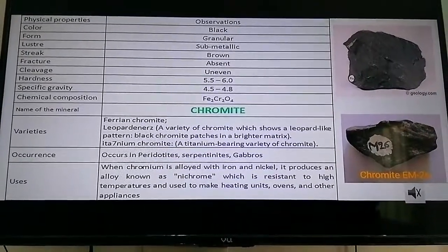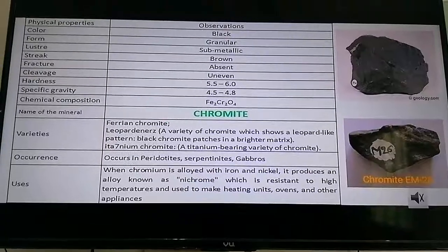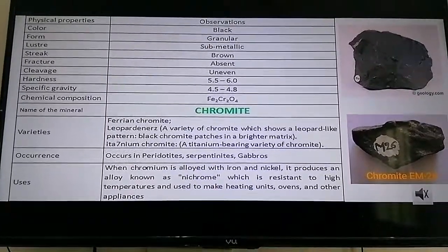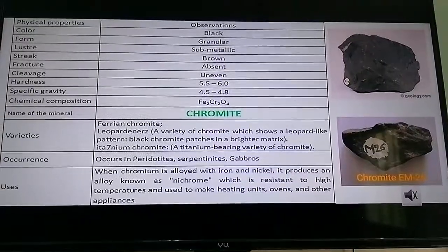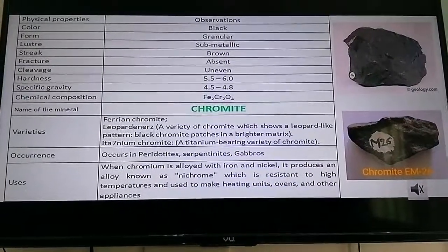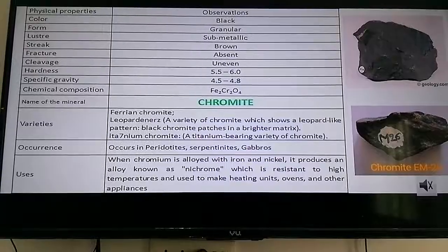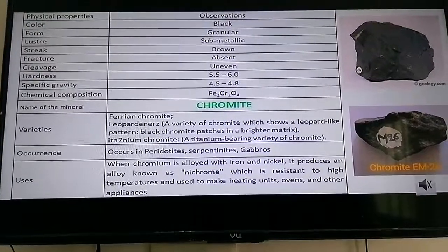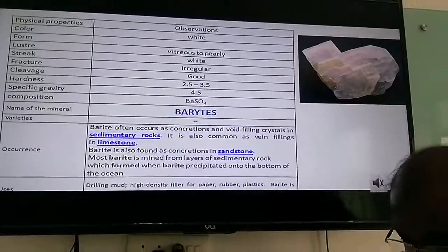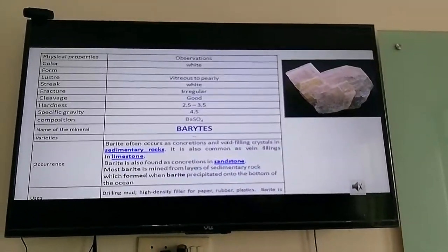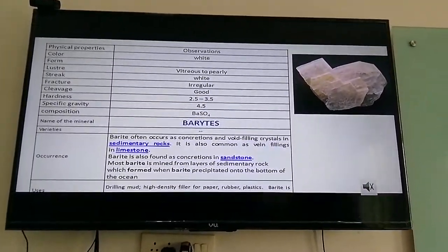Coming to the uses of chromite. So chromium is alloyed with iron and nickel. It produces an alloy known as nichrome, which is resistant to high temperatures and used to make heating units, ovens, and other appliances. Coming to another mineral, which is called barytes.